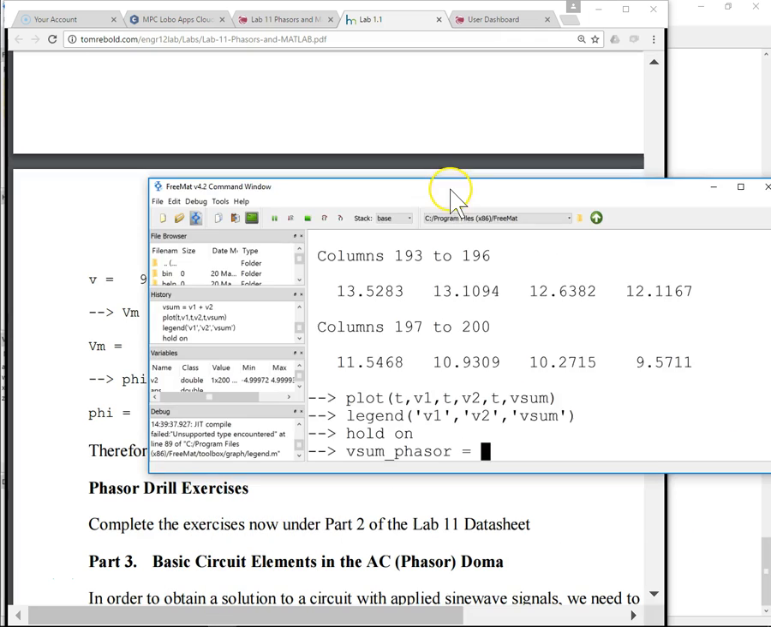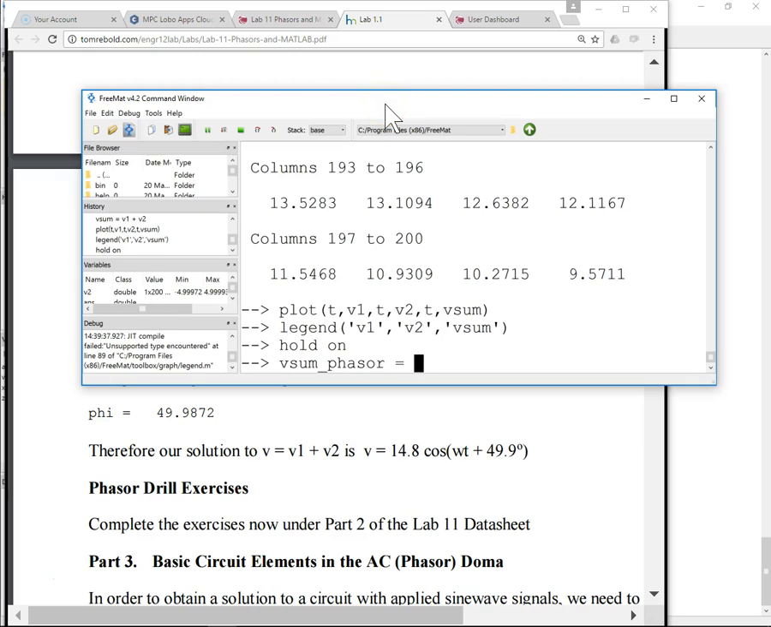It's going to be 14.8 with a phase degree. So we're going to say, all right, it equals 14.8 times cosine of, again, t, omega is 1, plus we have to convert 49.9 into radians, 49.9 times pi over 180, right? And that's going to be my V sum phasor.